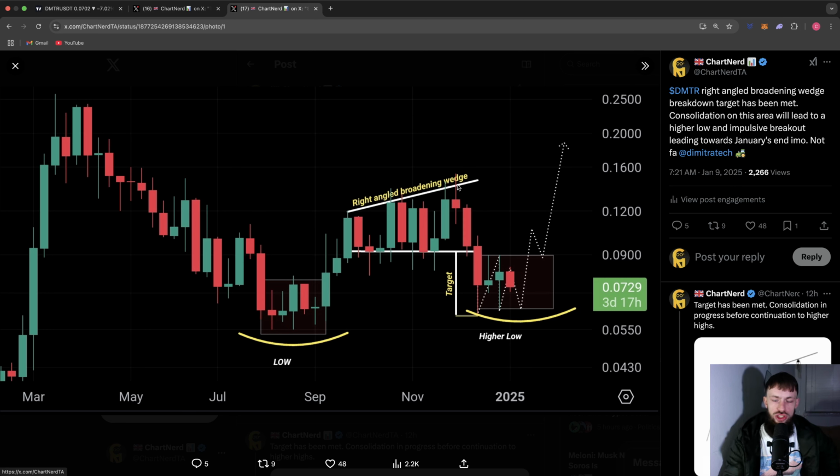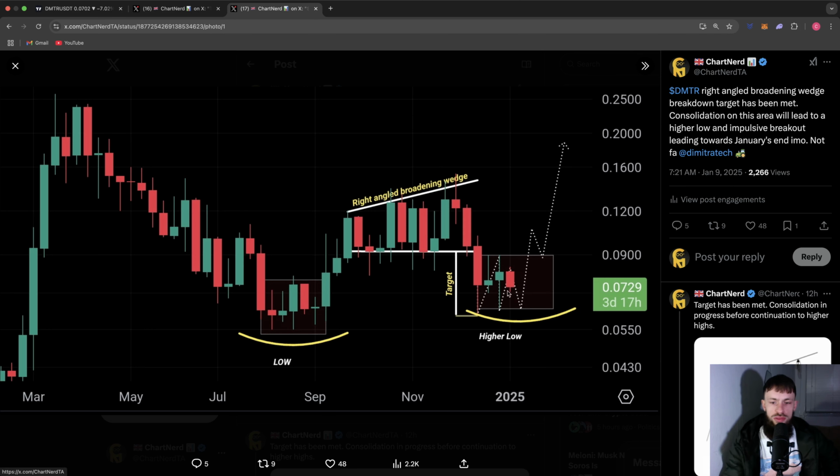Now the breakdown target was measured by going from the final level of resistance back down to support, and you can see once you drag the target down from when you lose support, DMTR actually met that target in late December. Since then, we've been caught between a rock and a hard place, and you can see that the candles we've had over the last 2 weeks have just run back into this previous support that's now acting as resistance. So I think we're in this sort of consolidation range throughout January, very similarly to how we were in August and September, where we came to a low, consolidated for a few weeks, formed some sort of double bottom here, and then got the breakout, which led to this right angled broadening wedge, which has now broken down. The target has been met.